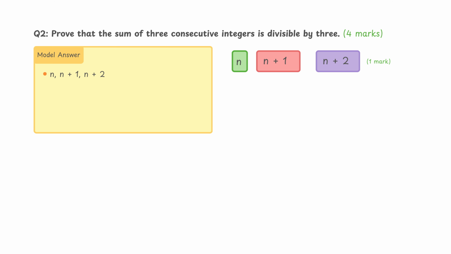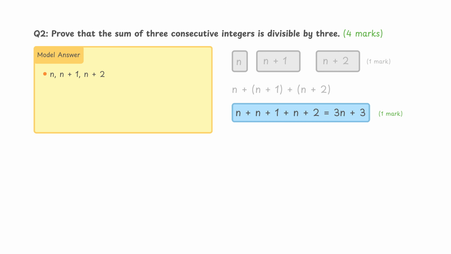Now step 2, form the sum. We add the 3 expressions together. So we write n plus open bracket n plus 1 close bracket plus open bracket n plus 2 close bracket. Now simplify. n plus 1 plus n plus 2 gives 3n plus 3. So the sum becomes 3n plus 3. This earns 1 mark.